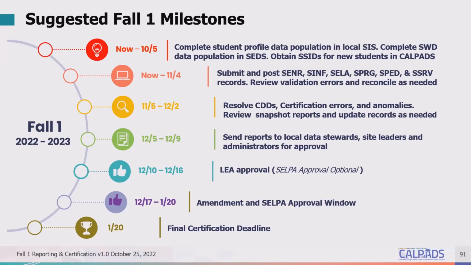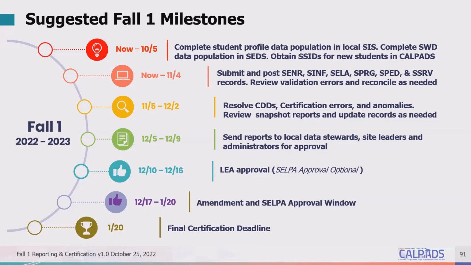You can spend the first week or two viewing the snapshots, making sure that site leaders have access to the reports and are doing their due diligence. And then you want to approve by the initial deadline, right? The benefit of this approval is that it provides your LEA with a T1 estimate. So it's not strictly necessary for self-approval on the initial deadline.